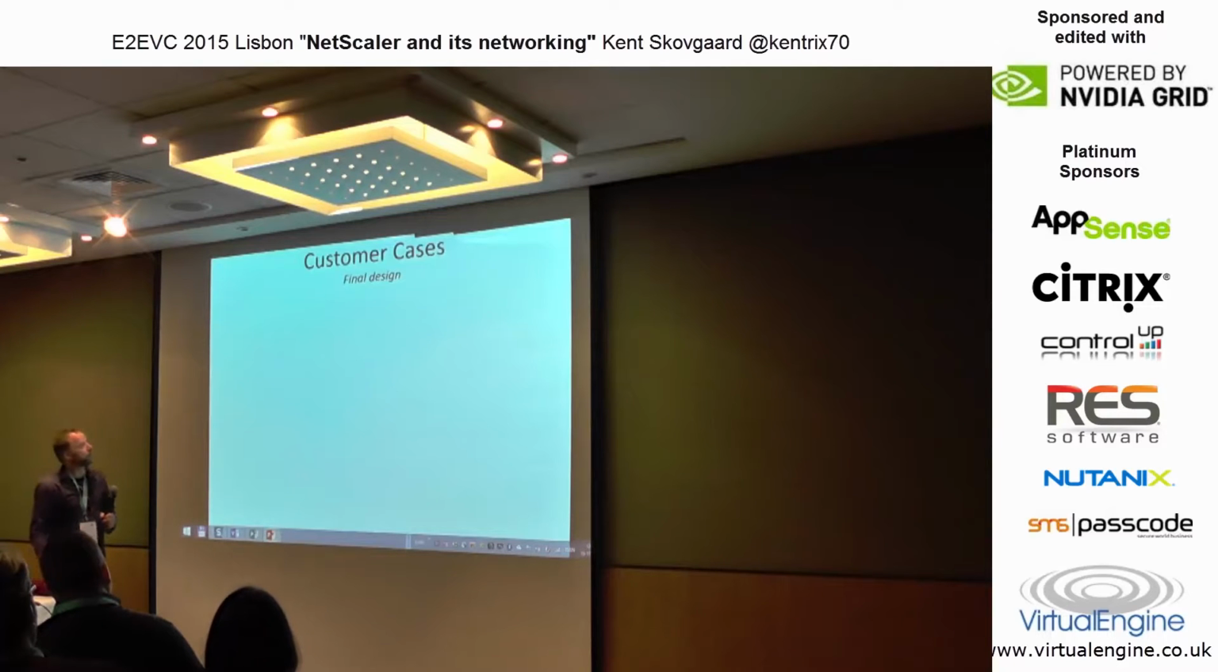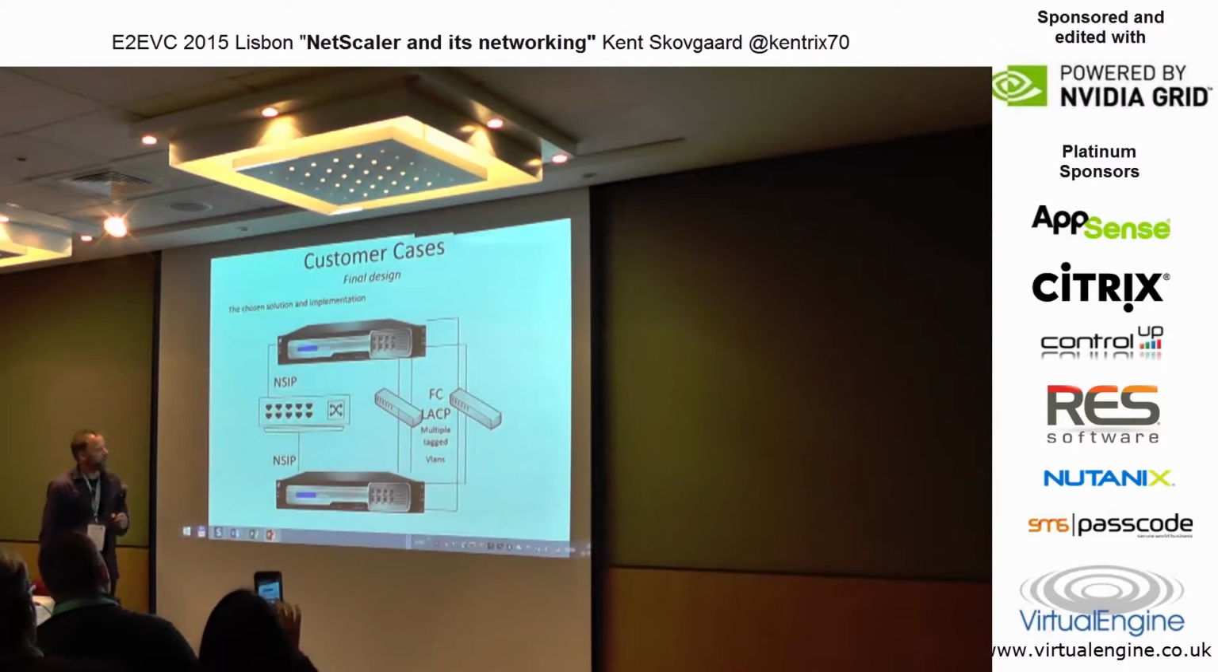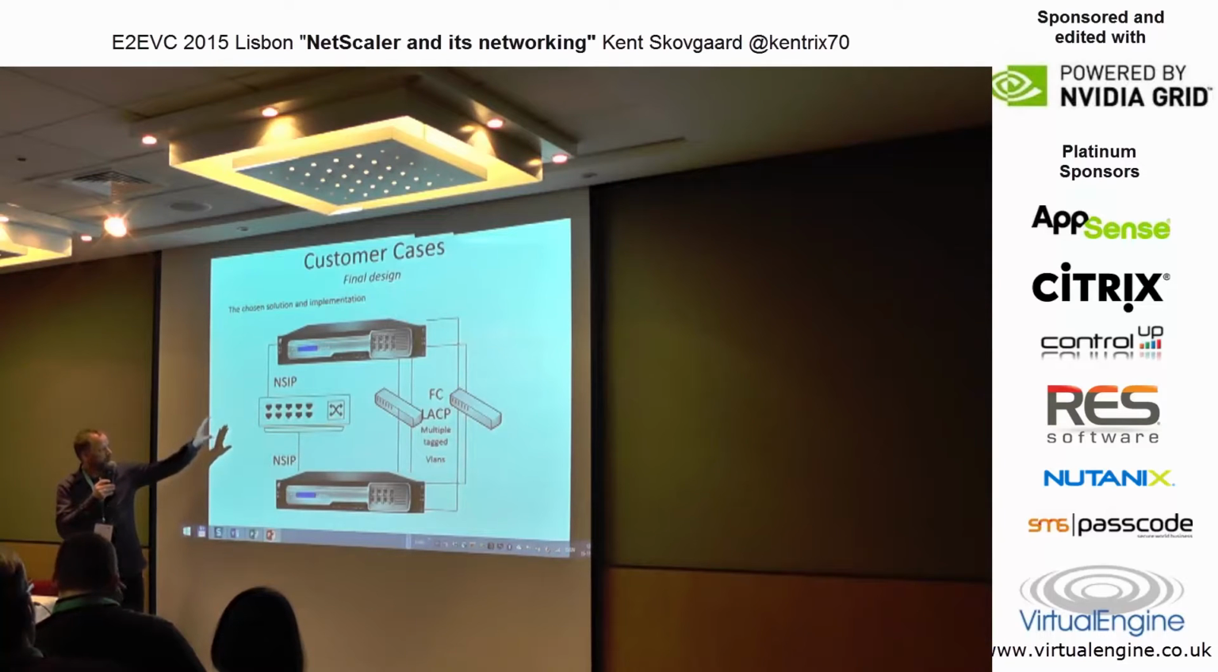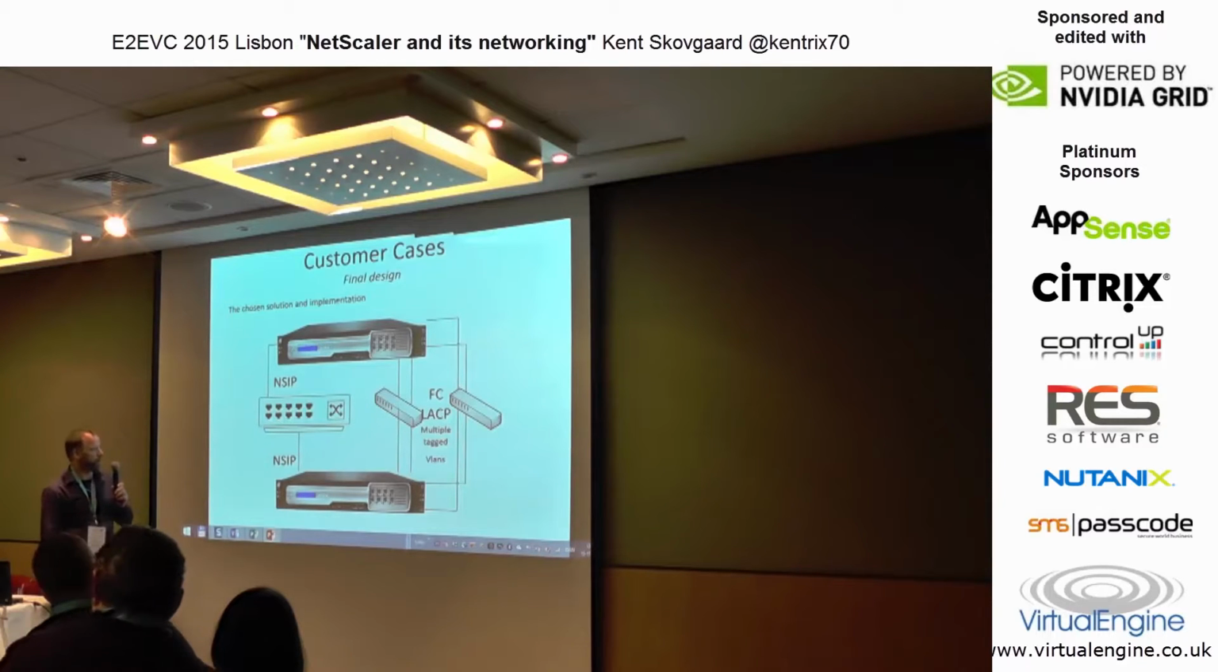The final design was this. It's not a very nice drawing, but I did my best. So the ordinary copper NICs were with NetScaler IPs here, and they had LACP with Fibre Channel on a 10 gig setup, I think 8 or 10, and then they had multiple tagged VLANs on those interfaces, and of course with a redundant setup. That was the SLA we talked about. So they wanted to make sure that if they pulled the plug here, nothing was failing.